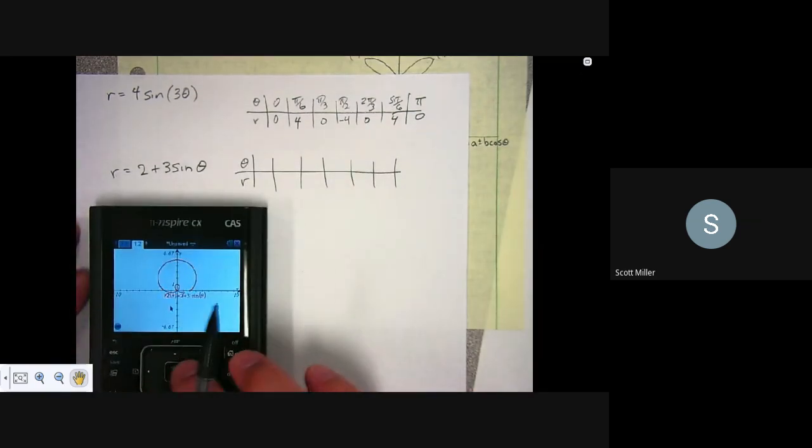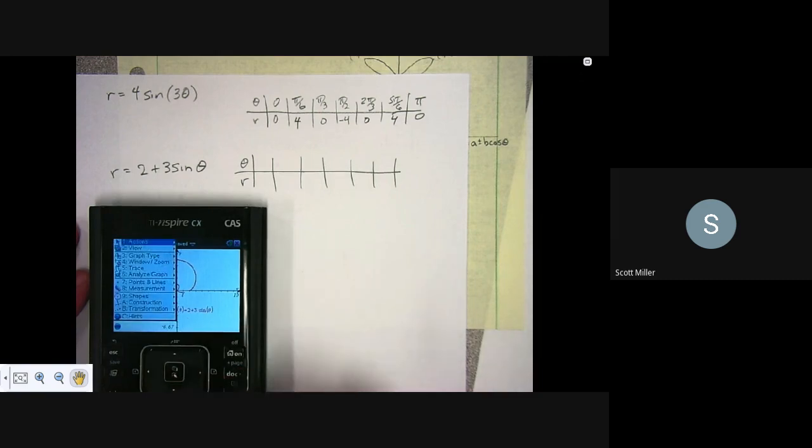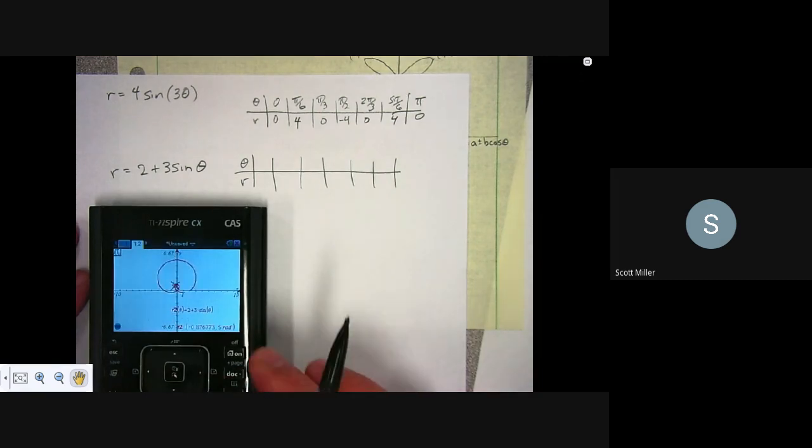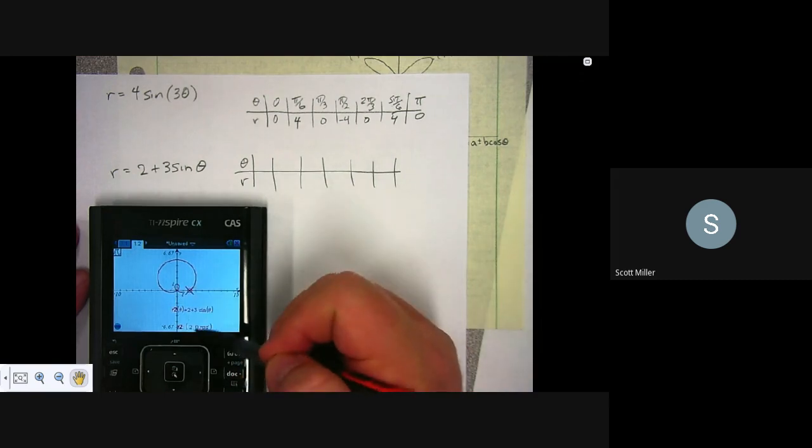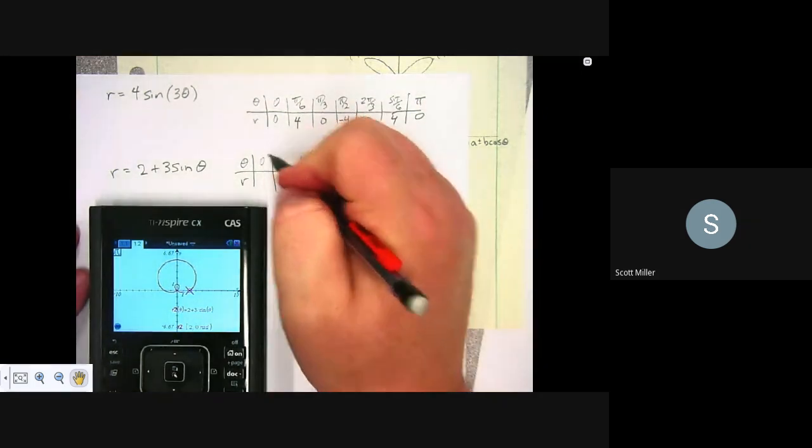Let's get this out of our way. Menu, trace. And we're looking for key numbers. So let's start with angle 0. Angle 0, I'm at 2. So when it's at 0, I'm at 2.